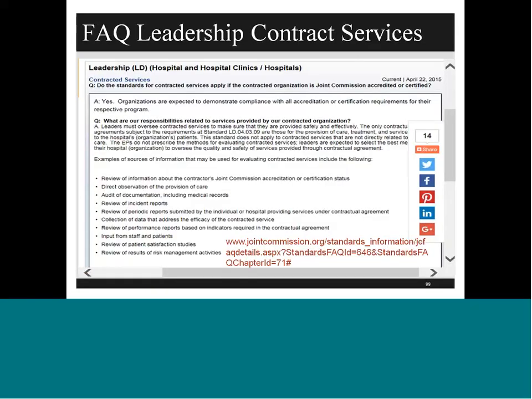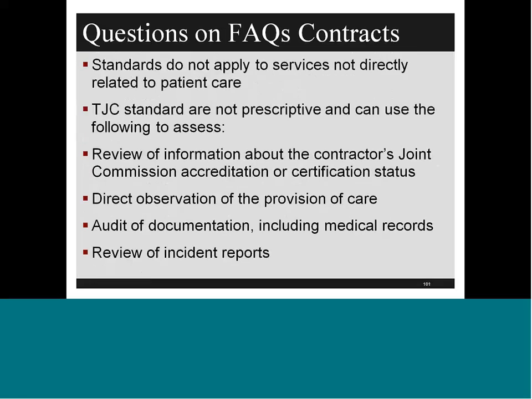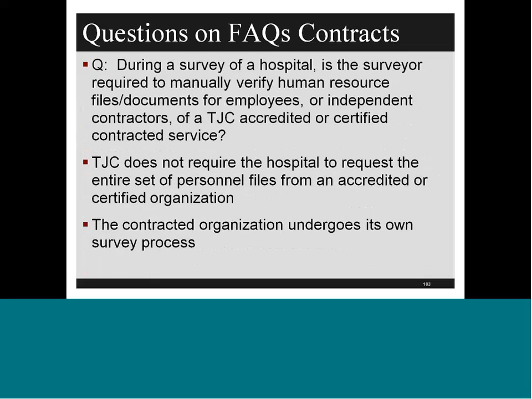So this is the one that I mentioned where we gave you all these examples about auditing and directly observing. I mentioned they were in the FAQ. Initially, they had them in the standard, and then they pulled them out. And also, do the contract management standards apply if you are using someone from a Joint Commission accredited hospital? Yes, they do. And then what are the responsibilities? The leaders need to provide oversight to make sure that things are getting done. And again, direct observation. I wrote these out so you could see them. Sometimes the little FAQs are a little hard to see.